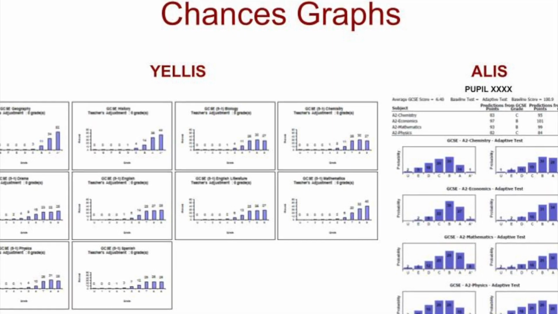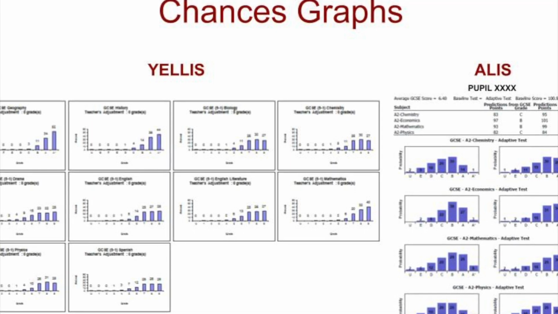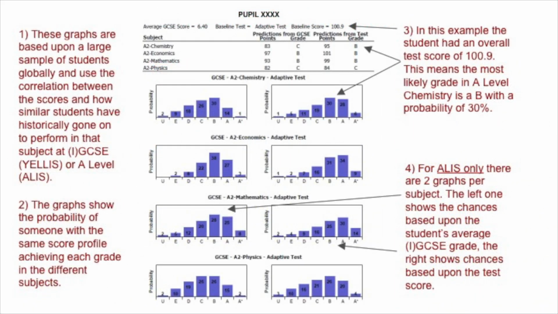For example, only a relatively small number of students sit Chinese globally at GCSE, and therefore the graph for this subject often doesn't appear. These graphs are based on a large sample of students globally and use the correlation between the scores in the baseline assessment and how similar students have historically gone on to perform in their examinations. That would be IGCSE for YELLIS or A-level for ALIS. The graphs show the probability of someone with the same score profile achieving each grade in the different subject areas.